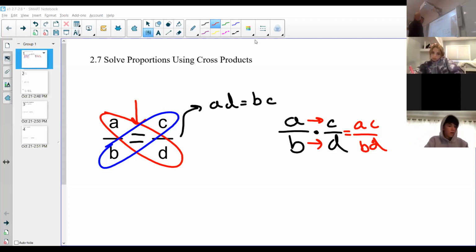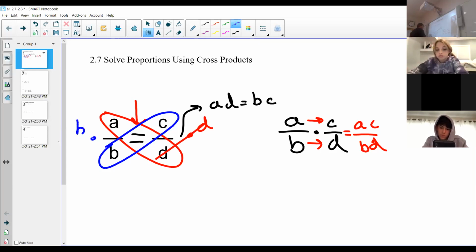So if it's not equal, then we do A times C and B times D. You just multiply straight through, top with top, bottom with bottom. And the reason, you don't need to know this part, but I'm just explaining what's actually happening, is because I'm multiplying D on this side to cancel these out, and I'm multiplying B on this side to cancel these out. That's what's actually happening in your cross multiplication.